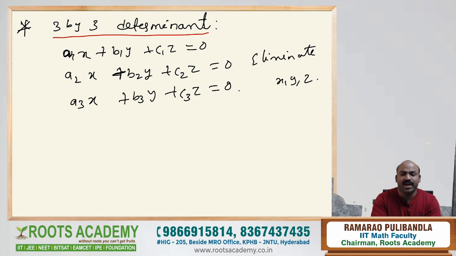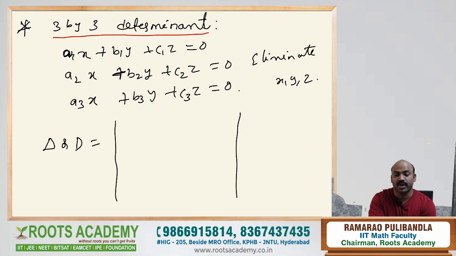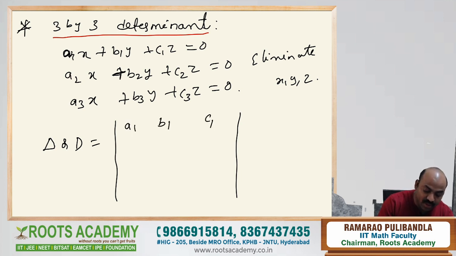So, how to eliminate this? It's a big thing to eliminate, right? That derivation is not required, students, but we know how to write it. Its determinant is denoted by delta, keep big lines like this. We will read it as determinant of delta. How to write it? Just write all the coefficients: a1, b1, c1, a2, b2, c2, a3, b3, c3.